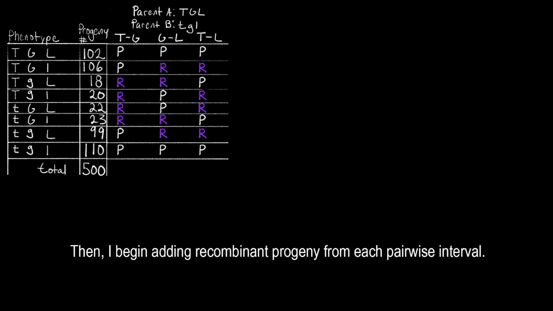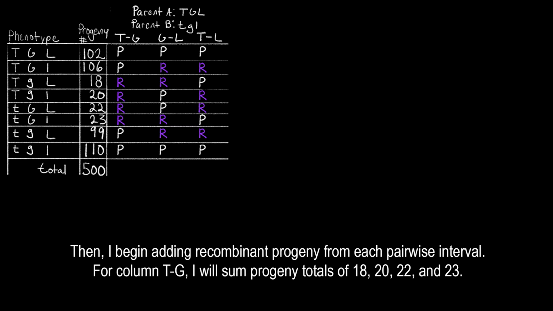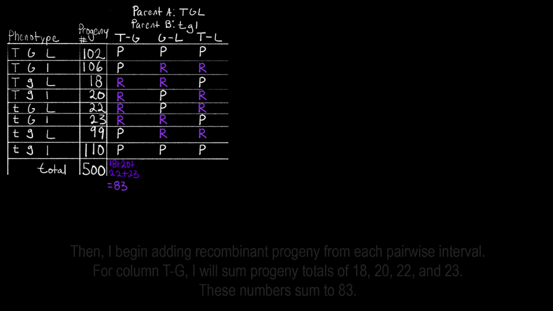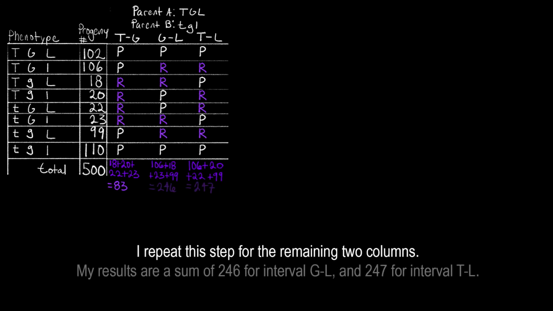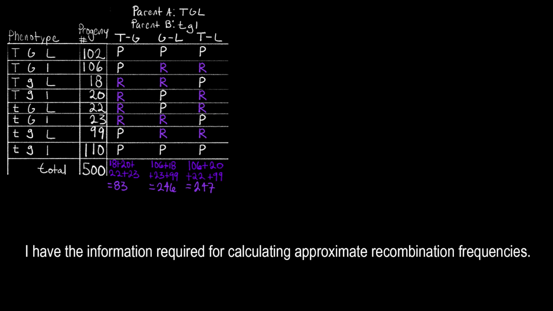Then, I begin adding recombinant progeny from each pairwise interval. For column T through G, I will sum progeny totals of 18, 20, 22, and 23. These numbers sum to 83. I repeat this step for the remaining 2 columns. My results are a sum of 246 for interval G through L and 247 for interval T through L. I now have the information required for calculating approximate recombination frequencies for each pairwise interval.